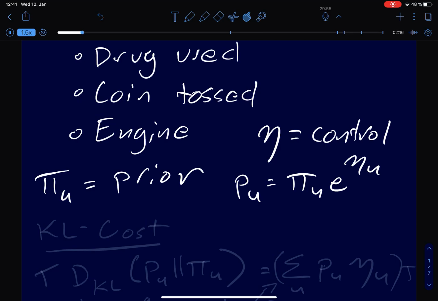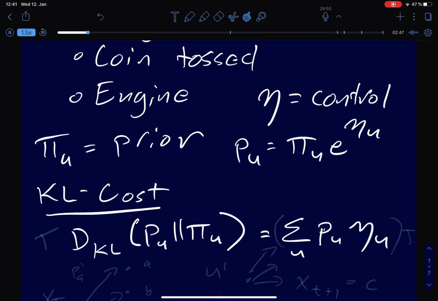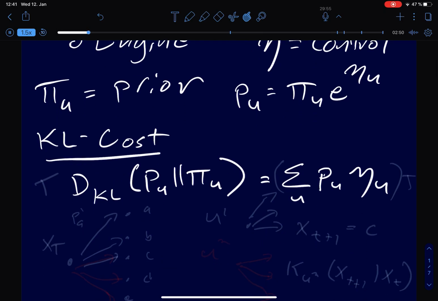and then there's some cost on the control, and the cost in this KL divergence framework. So the KL cost, right? We have that dKL is given by the KL divergence between PU and the prior, and if you do this out, this is equal to the expectation of this control exponent. And there's some temperature factor here, which tells us how to convert this entropy into the cost. So this is multiplied by some temperature.